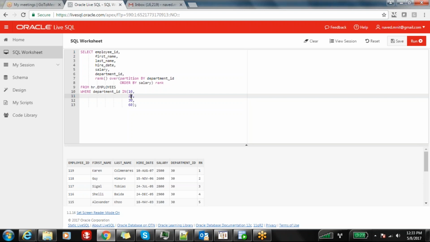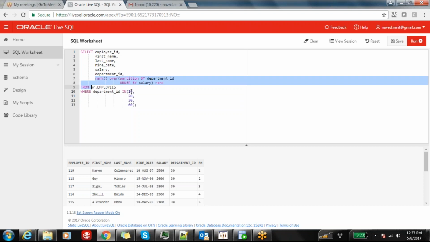Okay, so let's start with the rank function. I have this query in which I am using the rank function. First of all, I am selecting all the employees which are in these particular departments: department number 10, 20, 30 and 60. So all the employees in these four departments will be selected. Then I am applying the rank function on this result set.